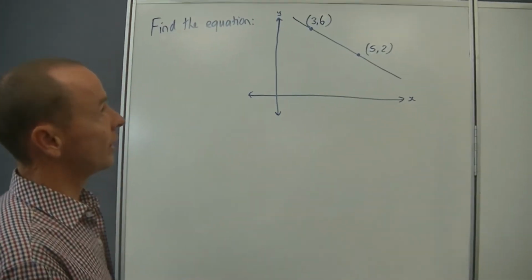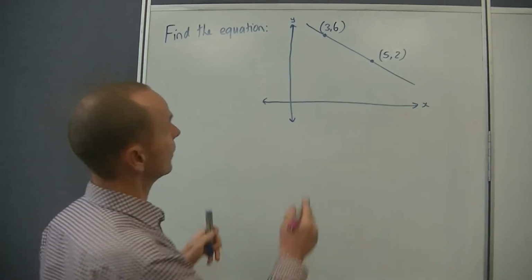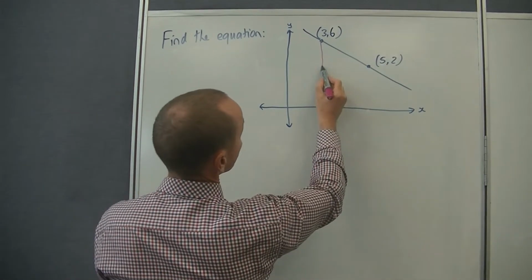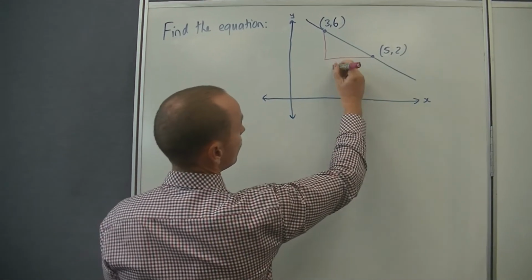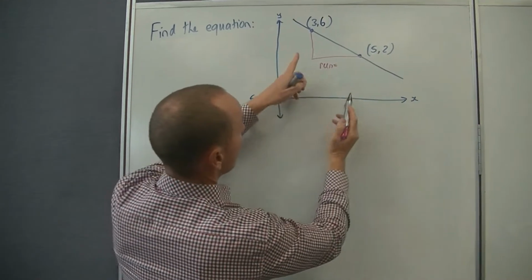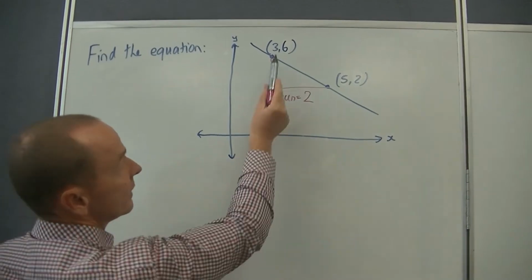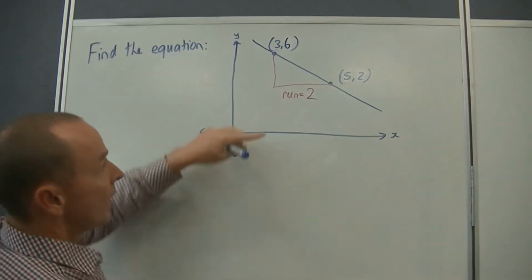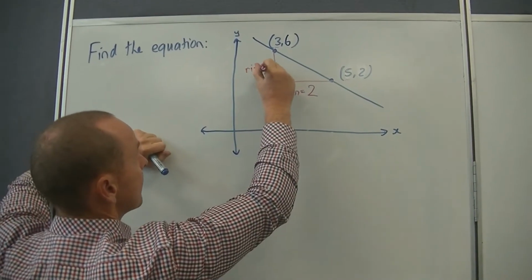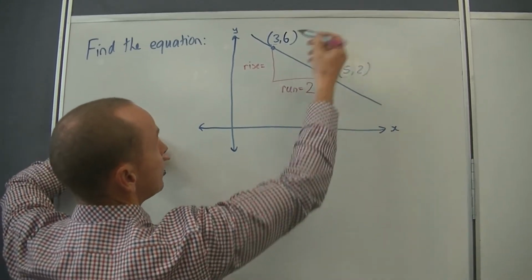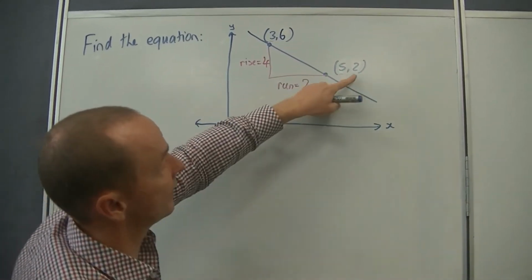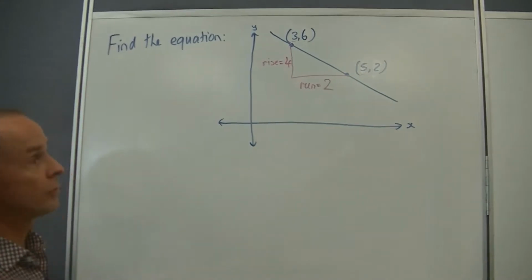So what we need to do is firstly find the gradient, like we've done in the past. So let's draw our triangle in like that. We should be good at this by now. We've got the run is from 3 there to 5, so the run is 2. Can you see it's a difference in the x values? And then the rise goes from 2 up to 6, so the rise is 4. They're the difference in the y values as the rise.